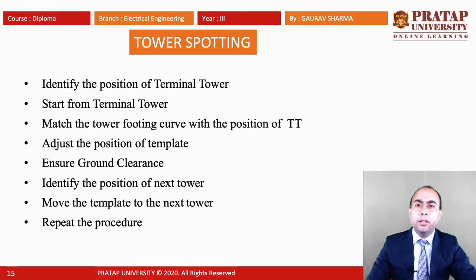Now, when we talk about tower spotting, they identify the spot of the terminal tower, start from the terminal tower, match the tower footing curve with the position of the template, adjust the position of templates, ensure ground clearance, identify the position of the next tower, move the template to the next tower, and repeat this procedure. So these are all considered in tower spotting.